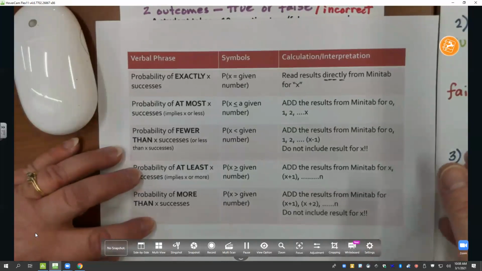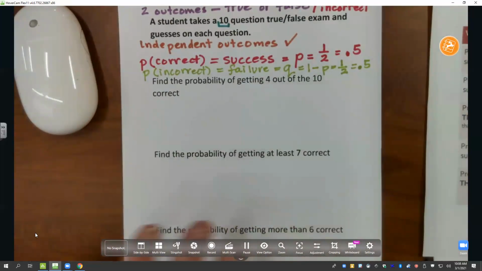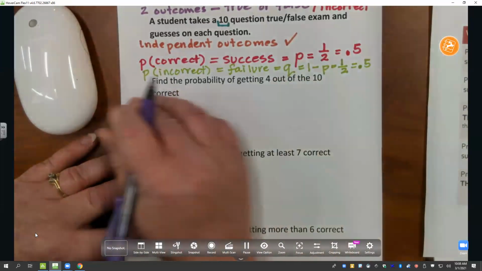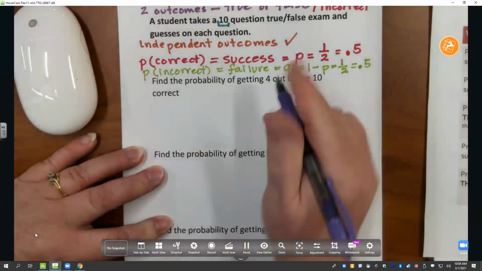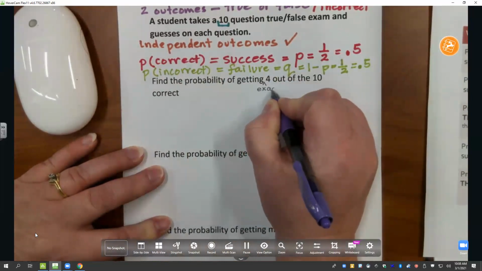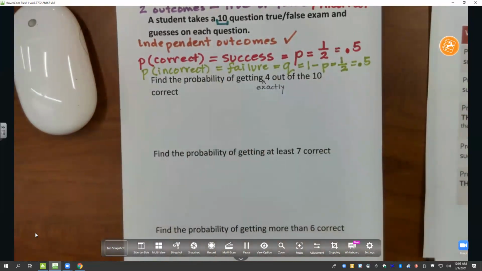Okay, so I'm going to lay this off to the side, so I'll have it when I'm ready for it. And I'm going to add a little word here just for emphasis. The first question says, find the probability of getting 4, but I'm going to add the word exactly: 4 out of the 10.